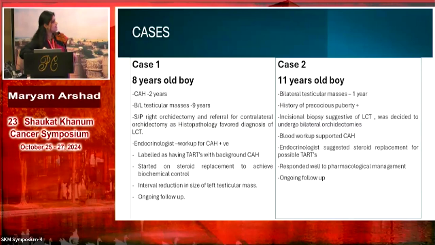So second case is an 11-year-old boy with bilateral testicular masses for 1 year. History of precocious puberty was there. He underwent incisional biopsy. He had bilateral testicular masses and he had history of precocious puberty. Incisional biopsy was initially suggestive of LCT. As we initially talked, the histopathological features overlap considerably. So the endocrinologist suggested steroid replacement for possible TARTs and he responded well to treatment. So he's having ongoing follow-up with us.